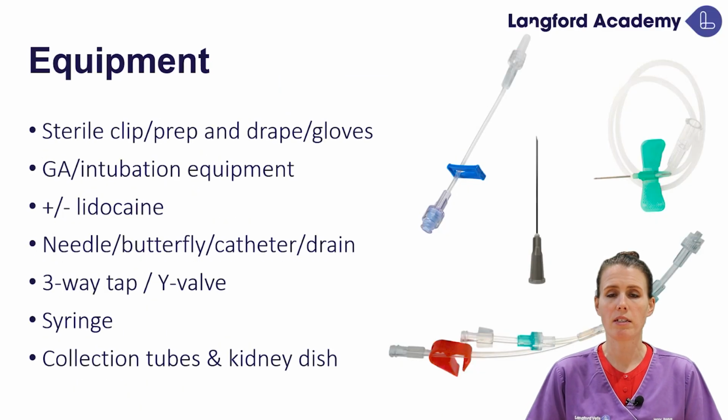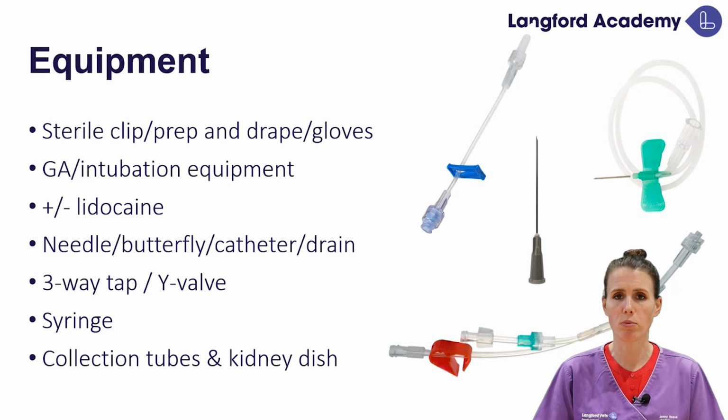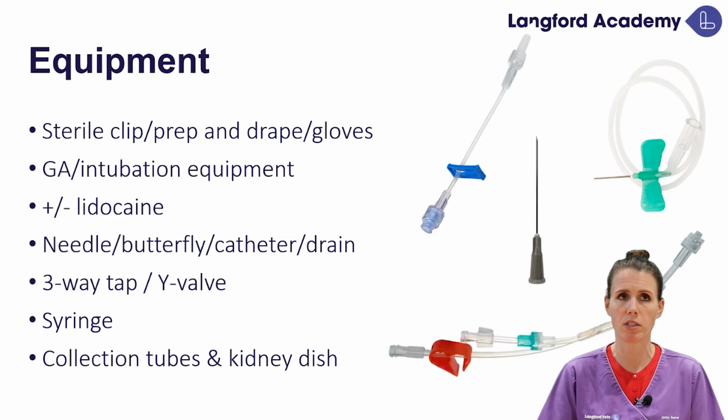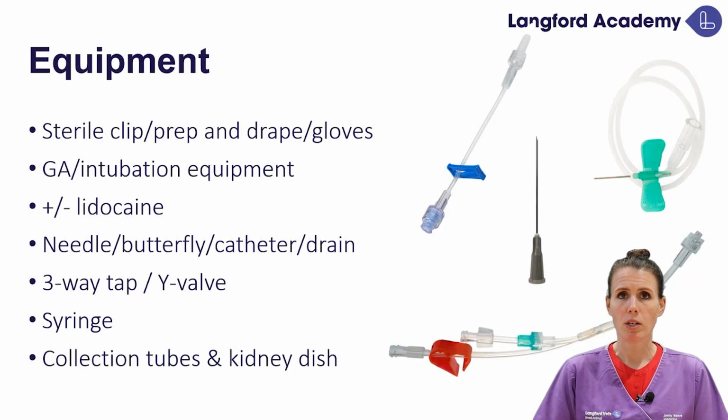From an equipment perspective, we want, as we've said, to sterilely clip and prep these patients. And then, depending on the size of the patient, sometimes we'll use a drape. So we'll certainly use a drape if we're doing any sort of chest drain placement. For needlepoint thoracentesis, we often have a big enough field that we can do a sterile prep without needing to use a sterile drape, but we can consider that, and we would certainly do that for drain placements. We'll want sterile gloves. We may well need anaesthetic or intubation equipment. As we've mentioned, we might need some lidocaine.